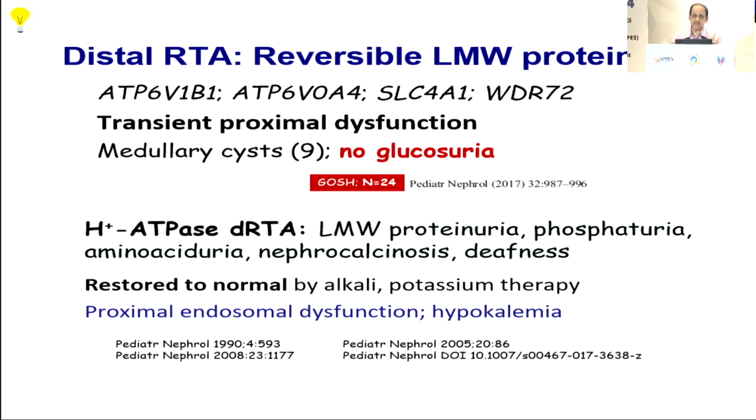And as the acidic milieu gets better with treatment of the distal RTA, the proximal dysfunction also improves. Interestingly, the initial papers have said that while they may have other proximal dysfunction, glucosuria is not a feature. But that's not invariable. I recently saw a patient who also had glucosuria. So you can get proximal dysfunction with distal RTA, which is correctable once you treat the acidosis.